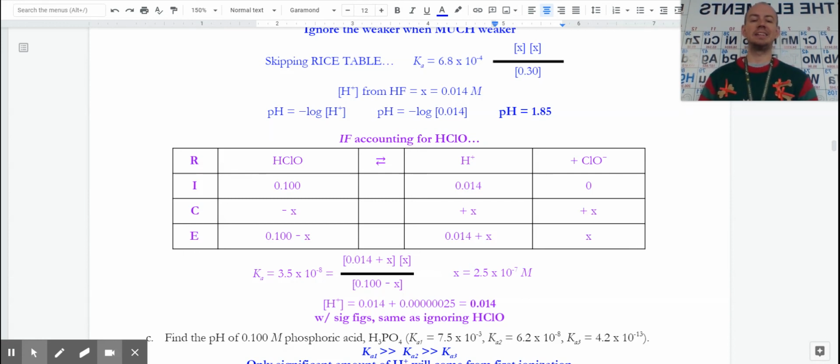And we see that that doesn't change our pH at all. It is the same number, the same sig figs, the same pH once we get to our final rounding of looking at just the stronger one compared to the stronger and the weaker, even when it's a combination of weak.